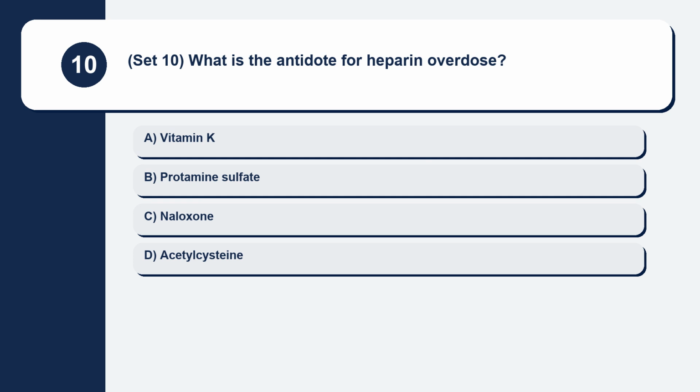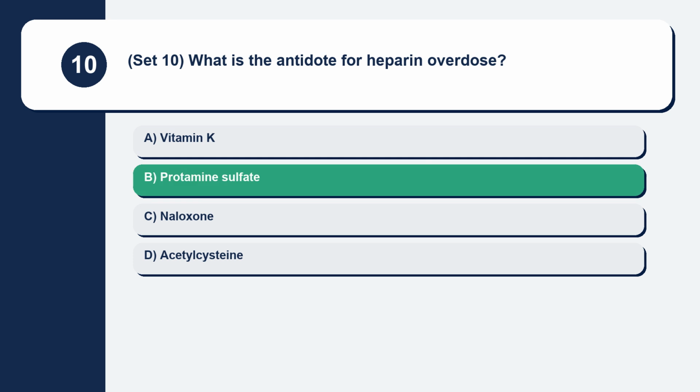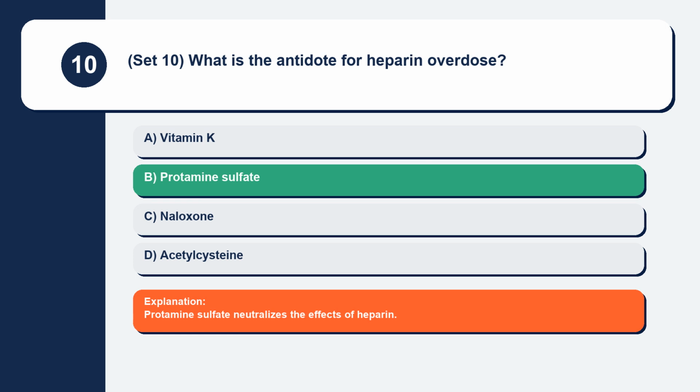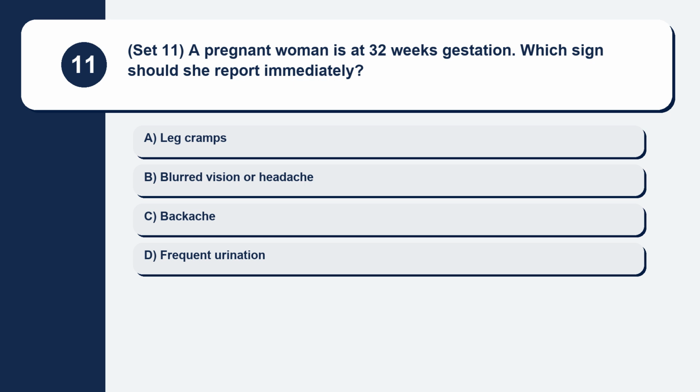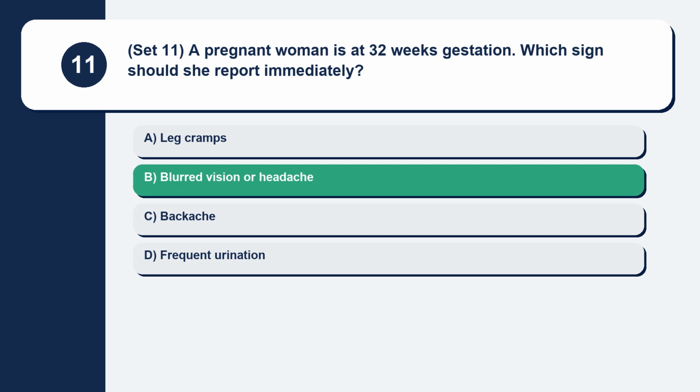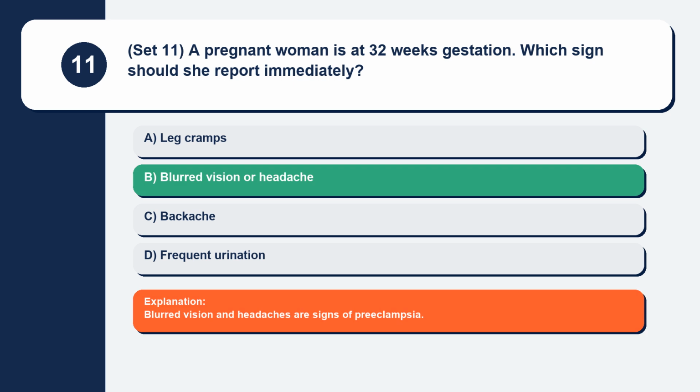Question 10. Set 10. What is the antidote for heparin overdose? Vitamin K, protamine sulfate, naloxone, acetylcysteine. Protamine sulfate neutralizes the effects of heparin. Question 11. Set 11. A pregnant woman is at 32 weeks gestation. Which sign should she report immediately? Leg cramps, blurred vision or headache, backache, frequent urination. Blurred vision and headaches are signs of preeclampsia.